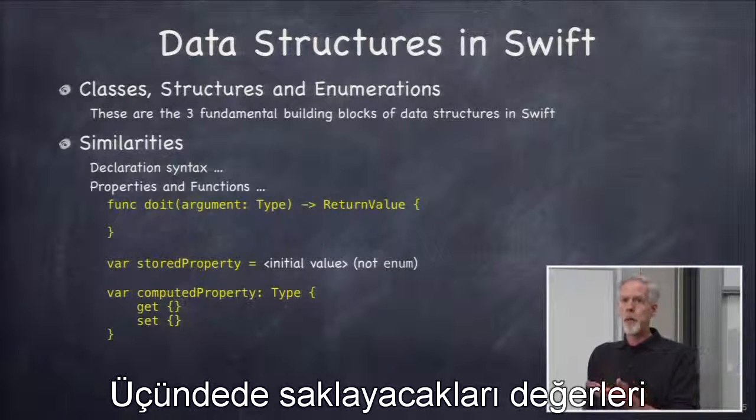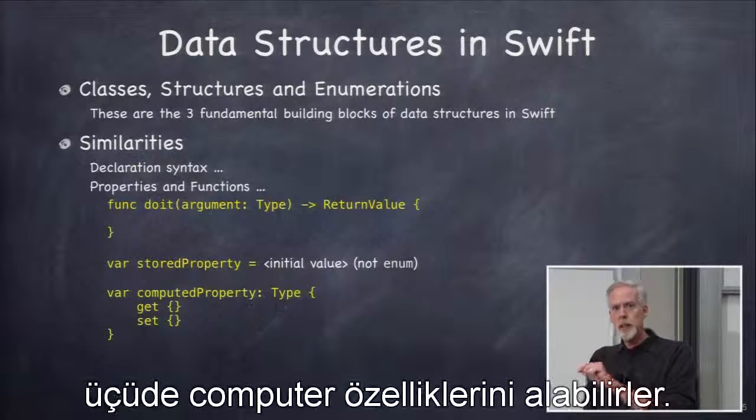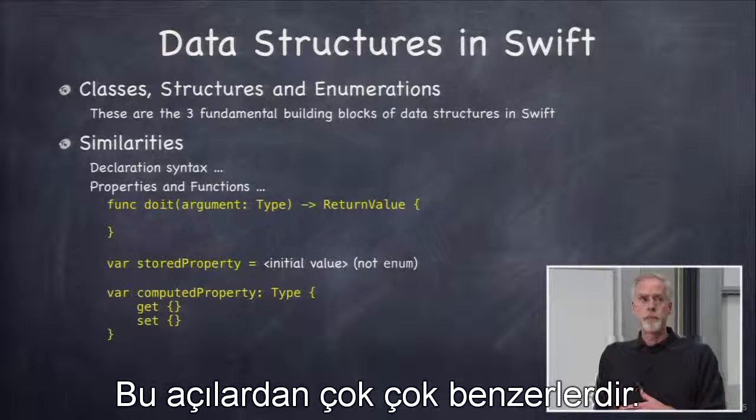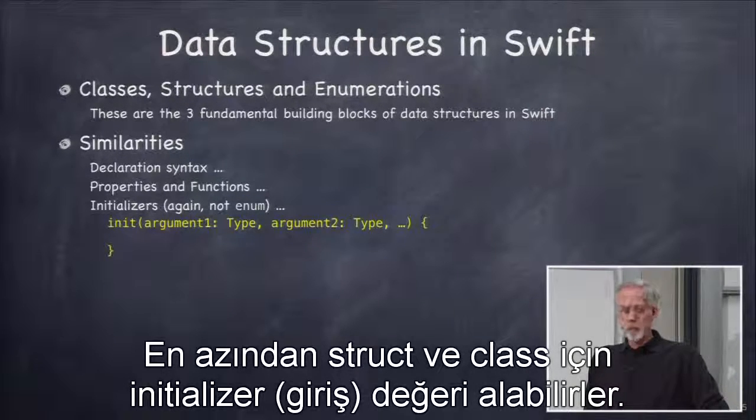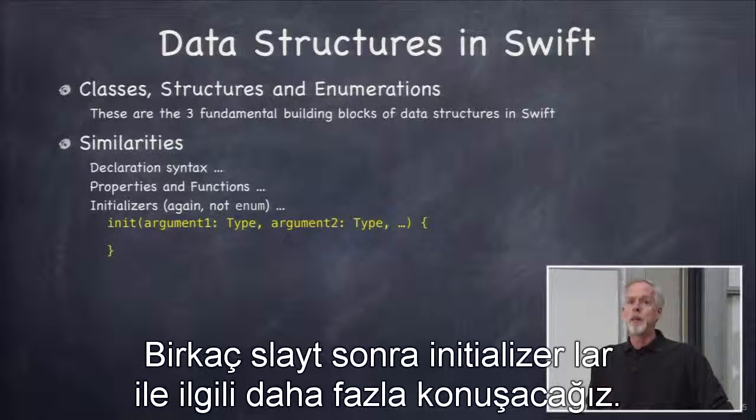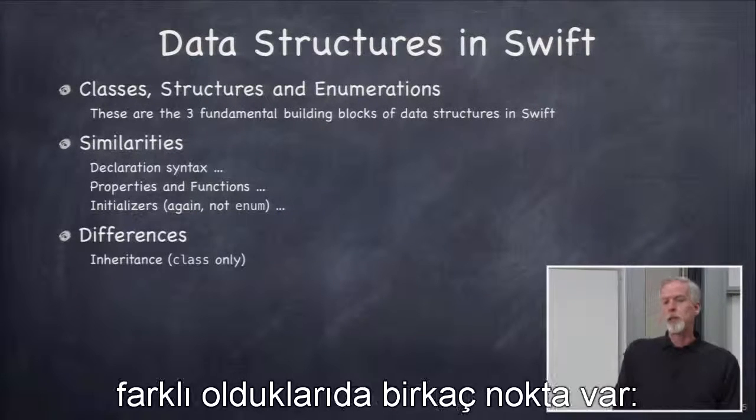Now enums, their properties can't store any values. You store the values in an enum in that associated information, but they can have computed properties. And all three of them can have functions. So it's important to understand they're very similar in that way. They're also similar, at least structs and classes, in that they can have initializers. And we're going to talk about initializers in detail in a few slides. So they're similar in a lot of ways, but there's a couple ways in which they're very different.